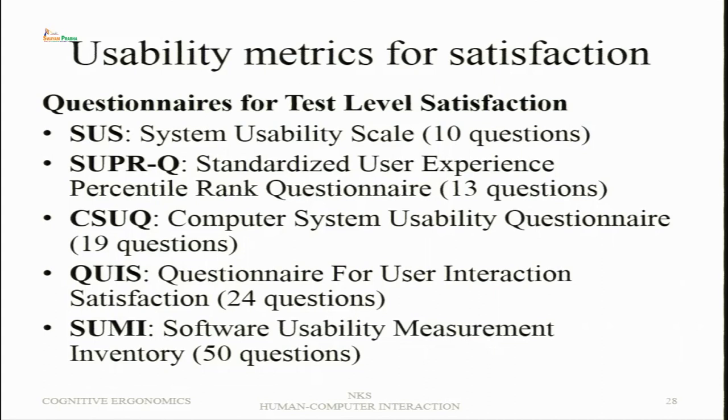Then level of satisfaction, again there is the system usability scale, then the standardized user experience percentile rank questionnaire, then the computer system usability questionnaire, then the questionnaire for user interaction satisfaction, and then finally the software usability measurement inventory. So these questionnaires provide subjective measures of satisfaction. And so after measuring effectiveness, efficiency and satisfaction, as I said, we can take a weighted average. And these weights can also be derived on the basis of responses from the user.